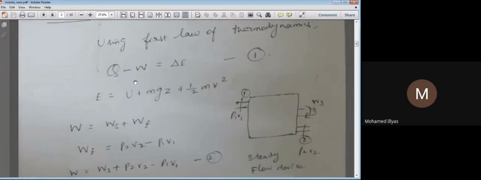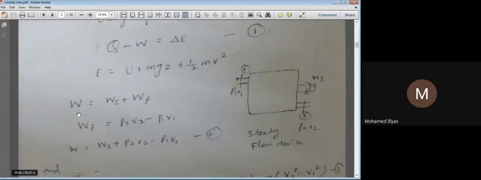Q I will keep as it is, and then this W is the sum of shaft work and flow work. So I'm writing it as shaft work plus P2 V2 minus P1 V1 here. The first law says that this is the change in total energy, correct? So it is final minus initial. So if I'm writing this as E2 minus E1, that is final energy minus initial energy, correspondingly this right hand side should also be written in the same way.